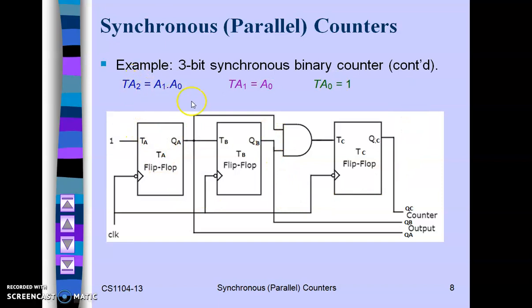So TA2 is equal to A0 into A1. The A0 into A1 is given here, and for flip-flop 1 a high is given, and flip-flop 2 is given A0, like this. The clock is given parallelly, and the outputs QA, QB, QC are here. Here QA is the LSB and QC is the MSB.